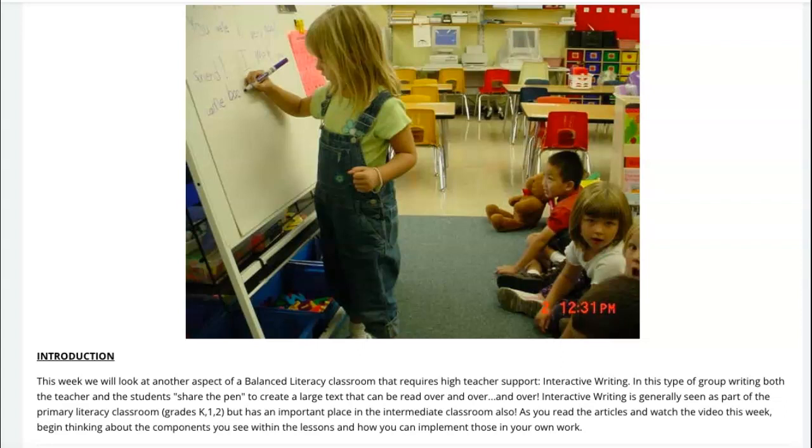Interactive writing is generally seen as part of the primary literacy classroom, grades K, 1, and early 2, but has an important place in the intermediate classroom also. As you read the articles and watch the videos this week, begin thinking about the components you see within the lessons and how you can implement those in your own work. There are 5 essential elements of interactive writing, which I'm going to discuss now.